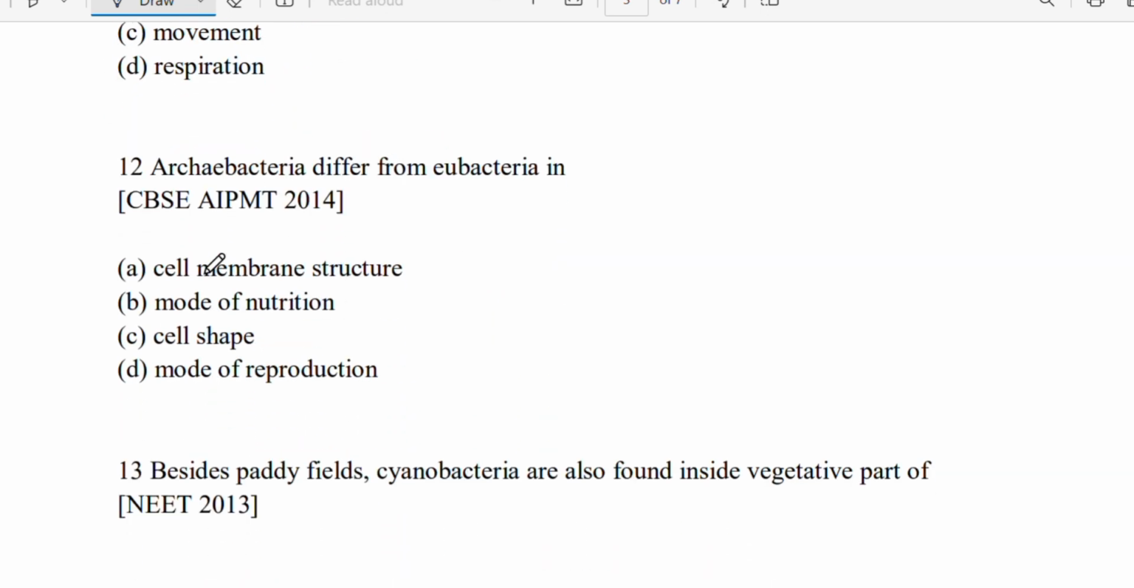Question number 12. Archaebacteria differ from eubacteria in: option A cell membrane structure, option B mode of nutrition, option C cell shape, option D mode of reproduction. And the correct option is option A, cell membrane structure.